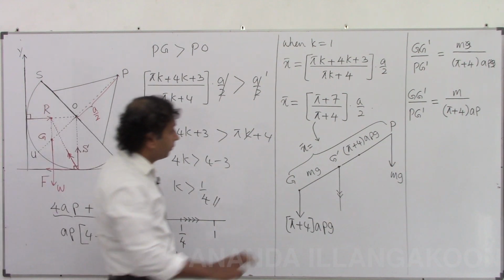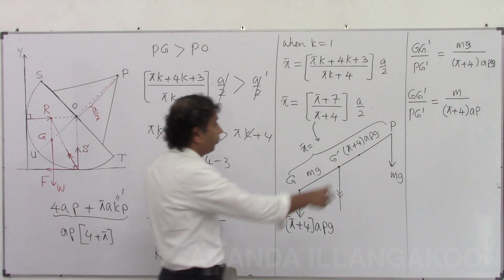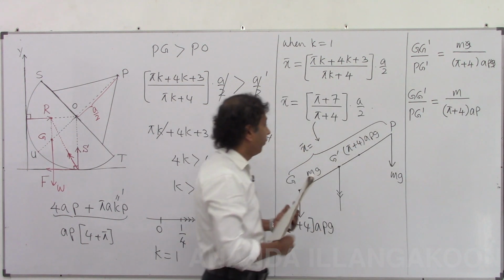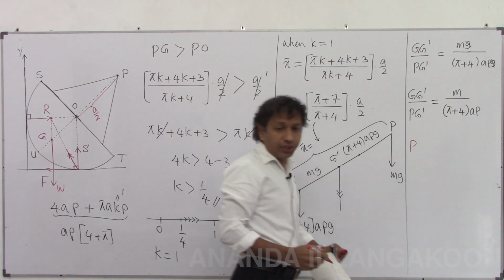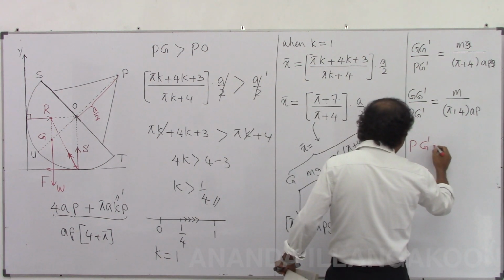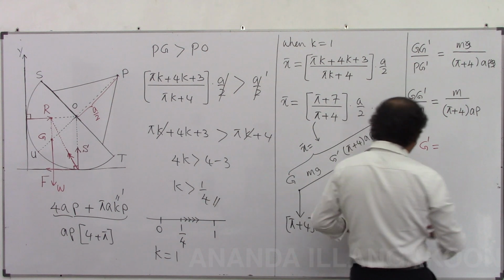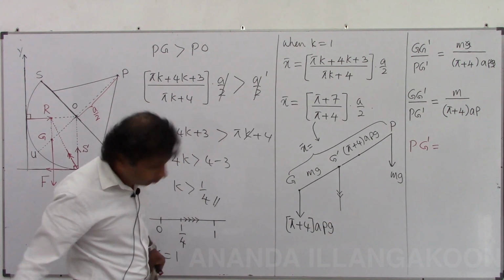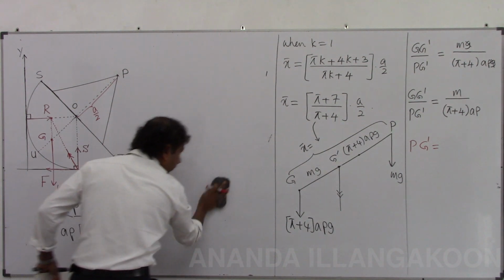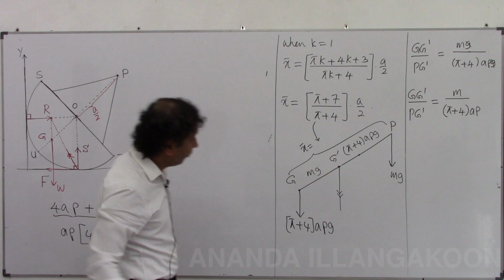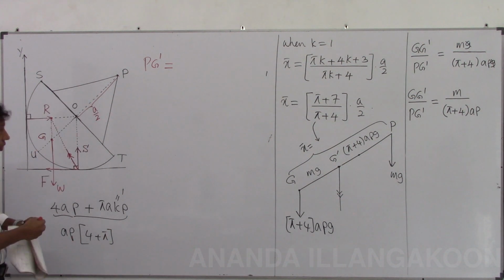Right, now we will find this pg dash length. Can you tell me how to find this pg dash length? The ratio we know. Then how to write the pg dash length? This pg dash length you can write. How big? This whole length x bar. I write that graphically here. This pg dash length you can write.